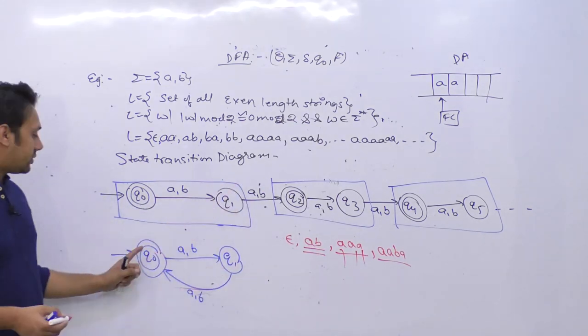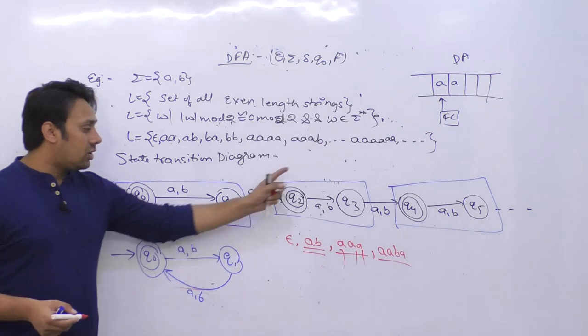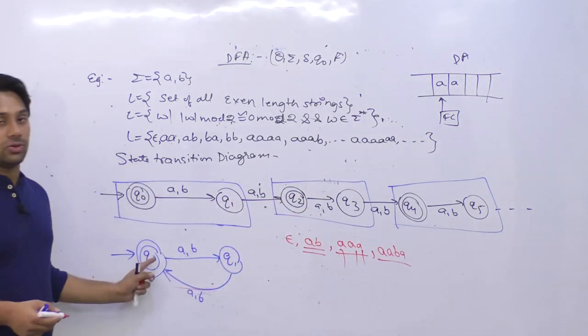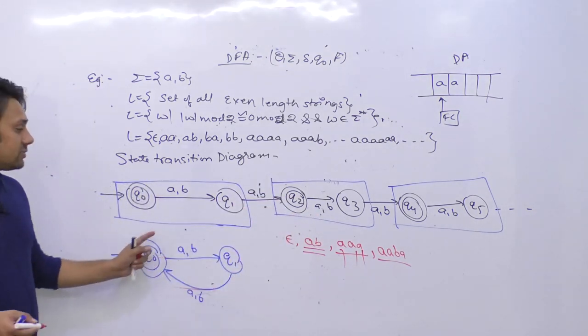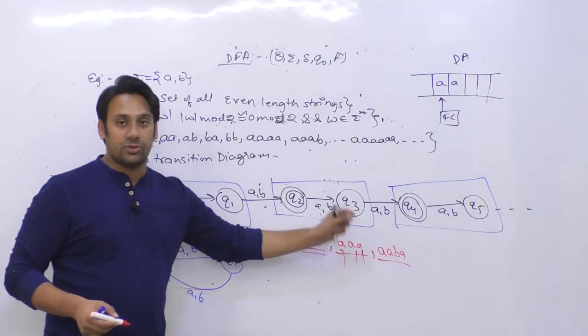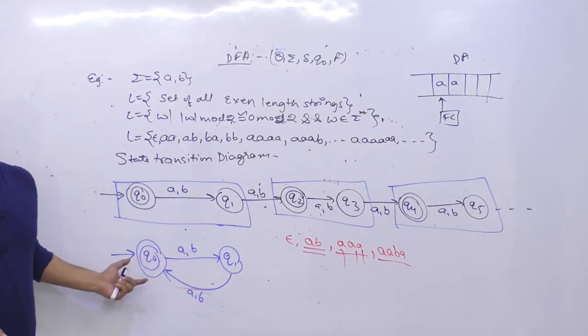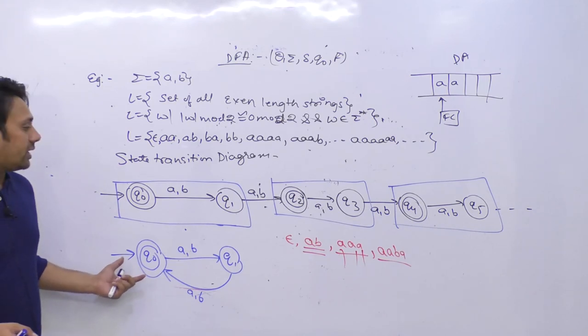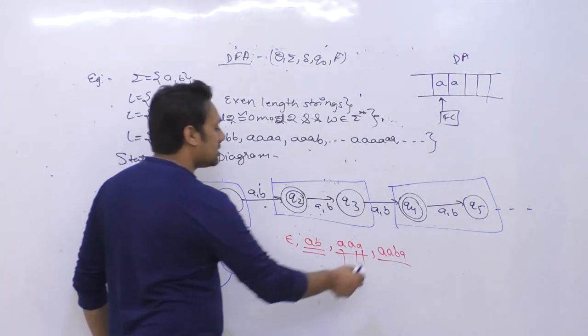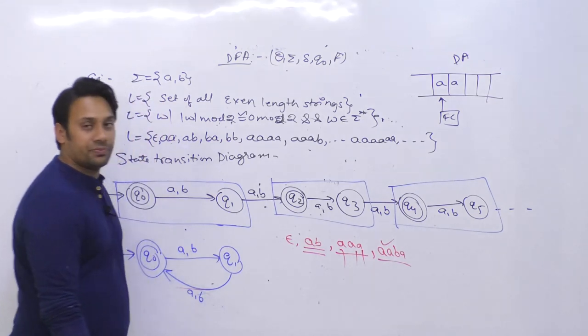Phir B dene se Q0 se Q1 ke paas jayenge. Aur phir se A denge to Q1 se Q0 ke paas jayenge. So by this you can see this is an even length string. Because it is an even length string, we'll always end up at the state Q0. Ab hamesha Q0 state par hi end honge. Therefore this string will be accepted.